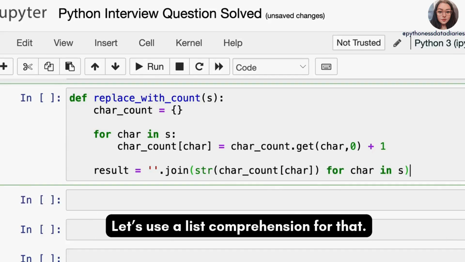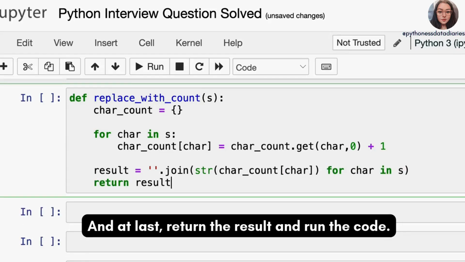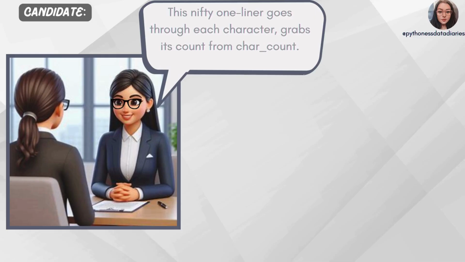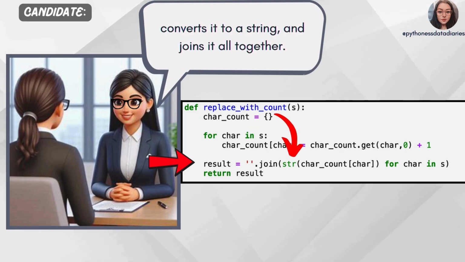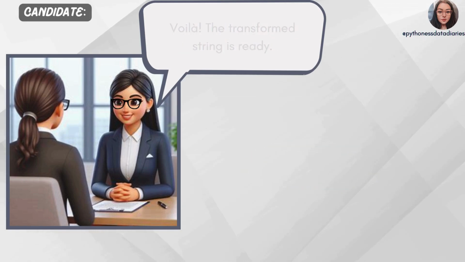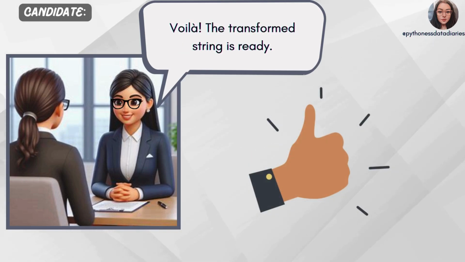Let's use a list comprehension for that. And at last, return the result and run the code. This nifty one-liner goes through each character, grabs its count from char_count, converts it to a string and joins it all together. Voila! The transformed string is ready.